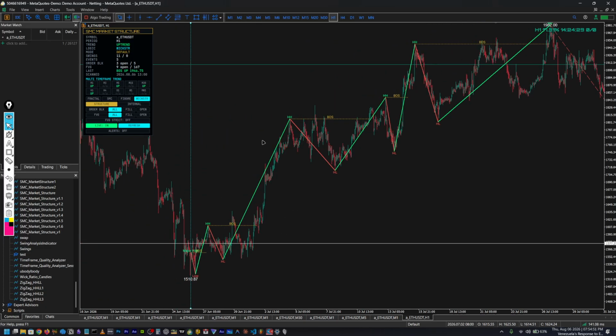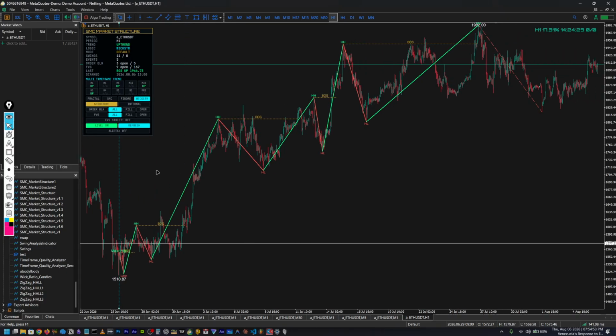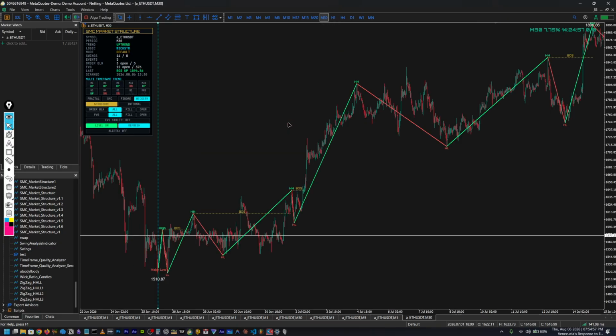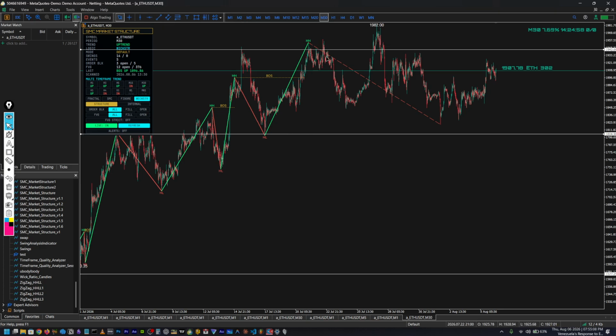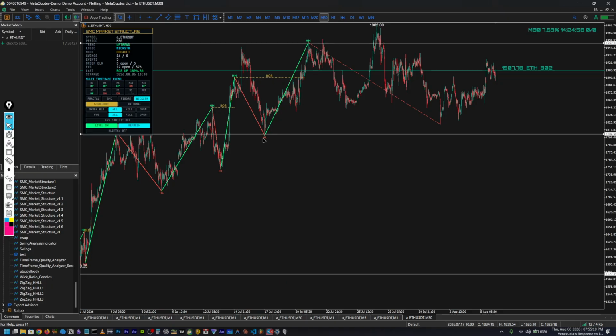But how do I use it? Let me tell you that first of all, whatever trade I have to do, I watch the M30 chart here. And on the M30 chart, you see this one is the higher low here, and this one is the higher high here. So what I'm going to do is, when currently the trend is up, I will only look for the buy signals.